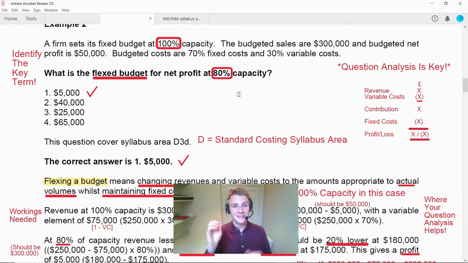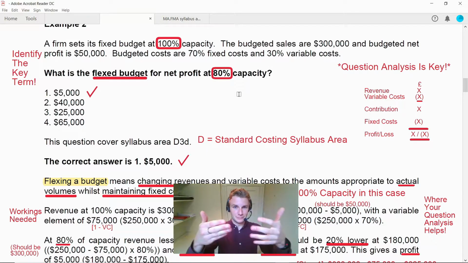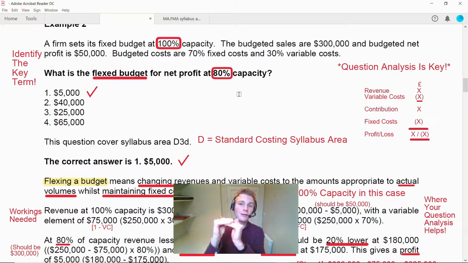So a firm sets its fixed budget at 100% capacity, and this is where you've got to be visualizing from a business perspective. So we've got a budget. You and I are the management accountants. We've done the budget, and we are at 100% capacity. So I'm thinking there that the manufacturing plant that we've got is bursting. You can't have any more going out of it. This is where you've got to have really good fundamental profit and loss analysis.